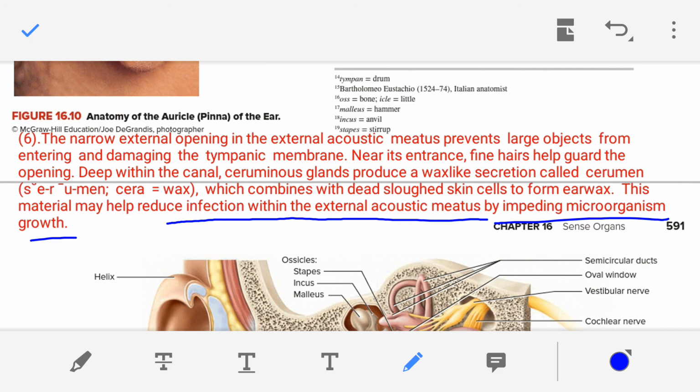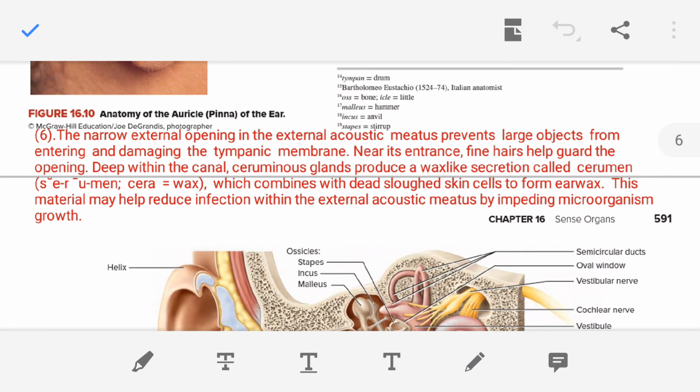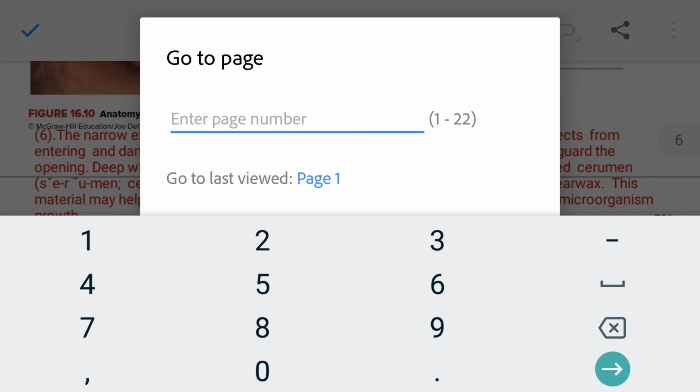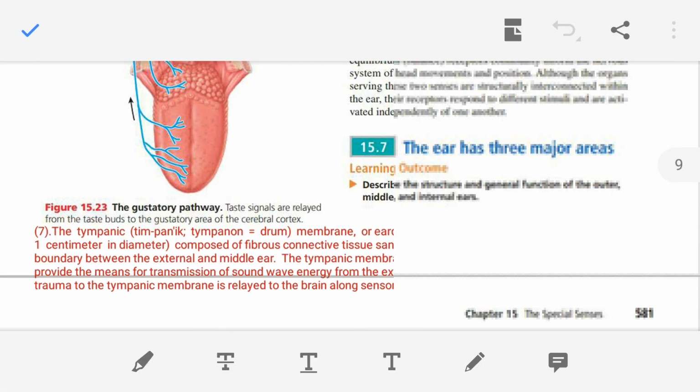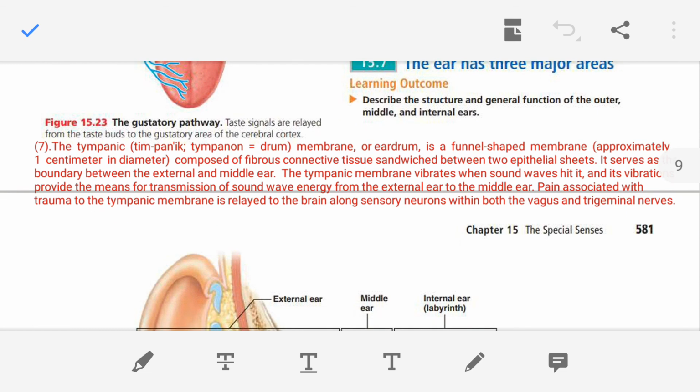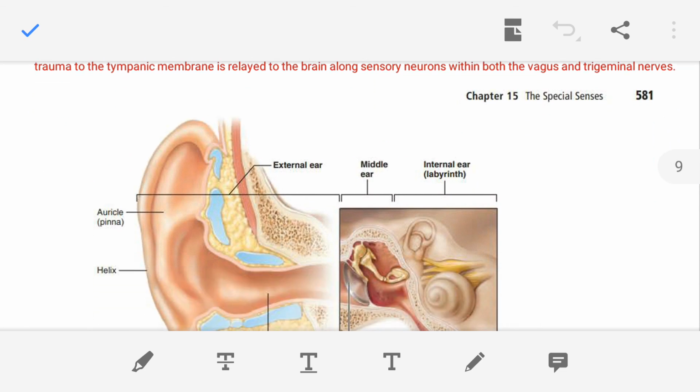And as the earwax is there, these microorganisms or bacteria are not able to reach the tympanic membrane, and they are not going to damage the tympanic membrane, because the entry towards the tympanic membrane is prevented by this earwax. Okay, so now we are discussing the tympanic membrane.